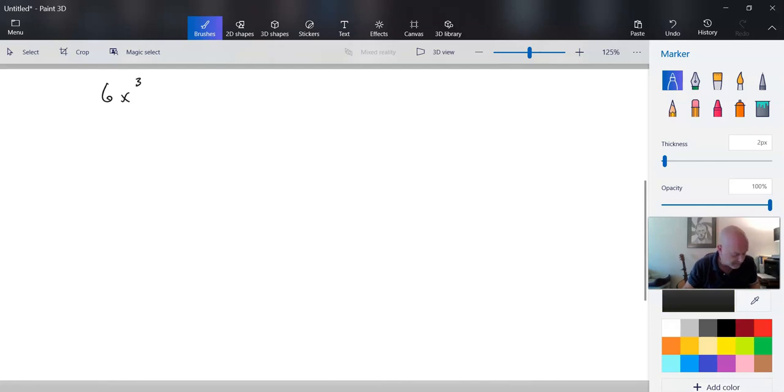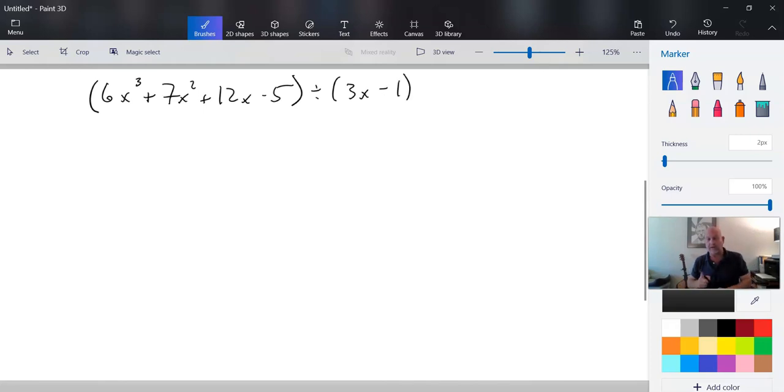6x cubed plus 7x squared plus 12x minus 5. All right, so there's our first polynomial, and we're going to divide that by 3x minus 1. Okay, so I want you to try this one on your own. See if you can follow. All the steps are exactly the same. Some of the parts look a little bit different, but they still handle the same way. So see what you can do with this. Go ahead and pause it here, and then we'll work it out together. Okay, so pause.